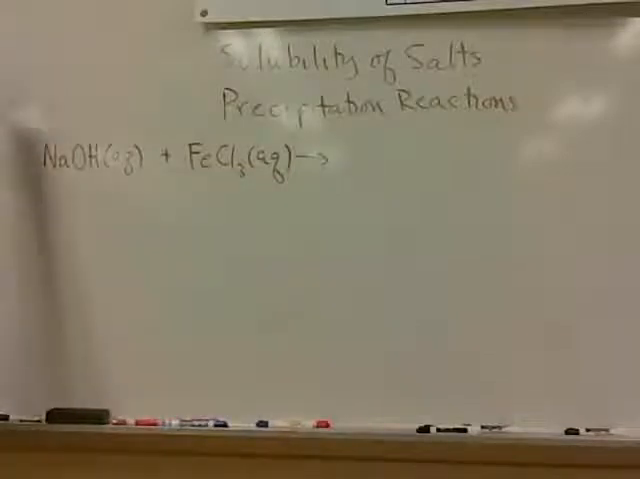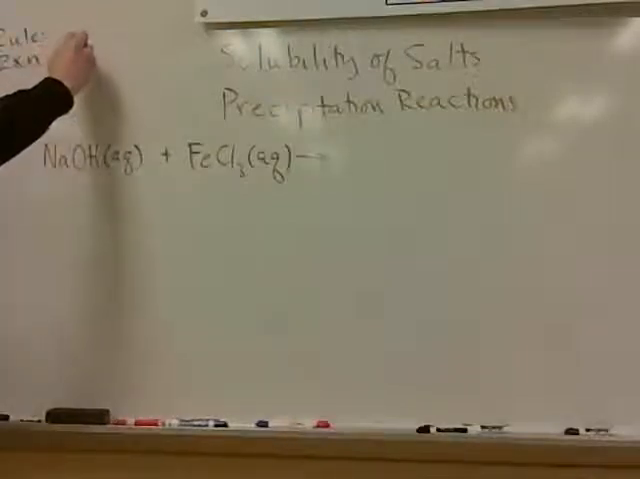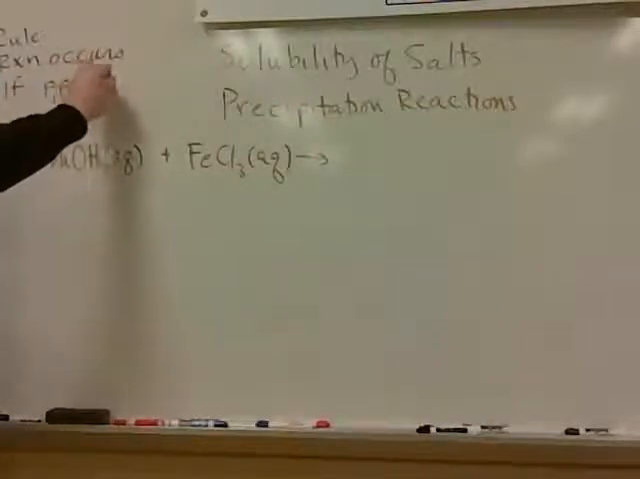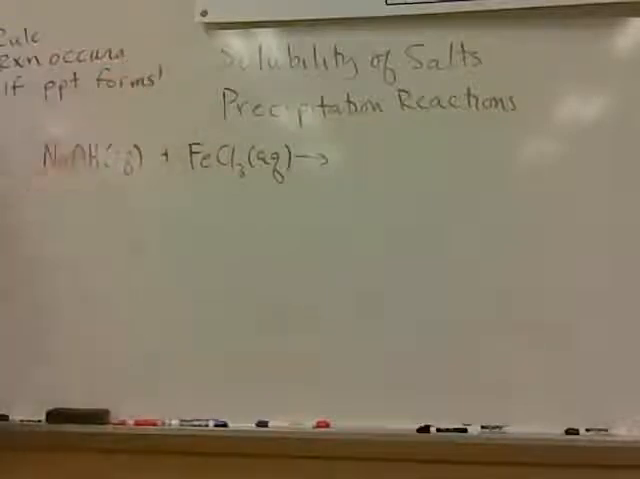The rule is that a reaction occurs if a precipitate forms. Okay? A reaction occurs if a precipitate forms. Okay? If no precipitate forms, then no reaction has occurred. So let's take a look at our reaction at hand.